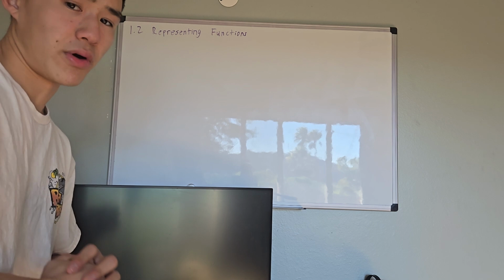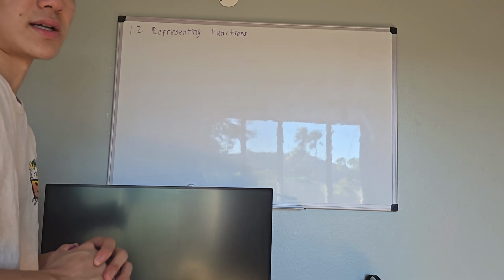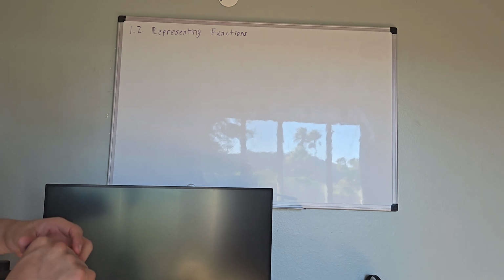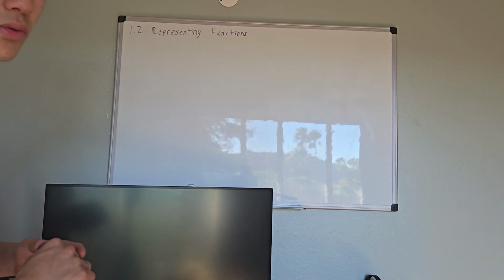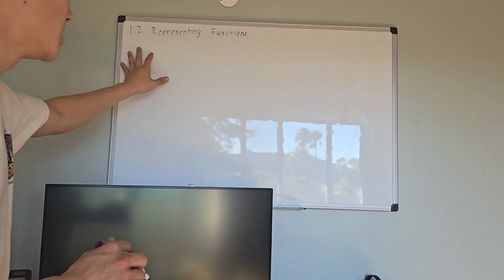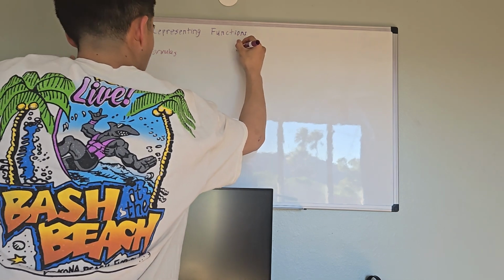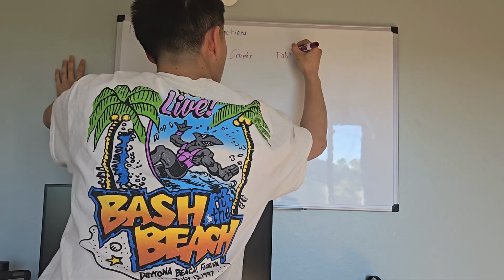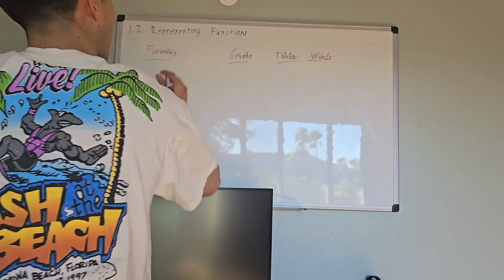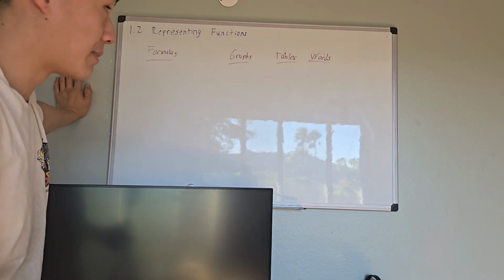There's not going to be any problems for this video because there's nothing really to ask other than what did you understand from this video, okay? So what do you understand from this video? There are many ways to represent functions, okay? There are formulas, there's graphs, there's tables, and there's words, okay? Words are the most basic and practical way of representing a function, okay?